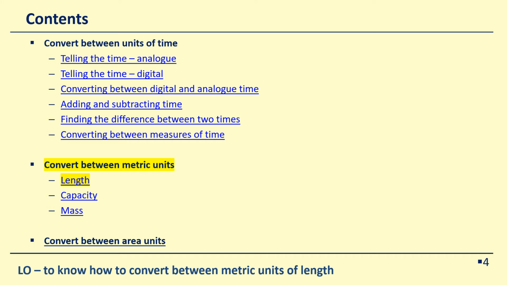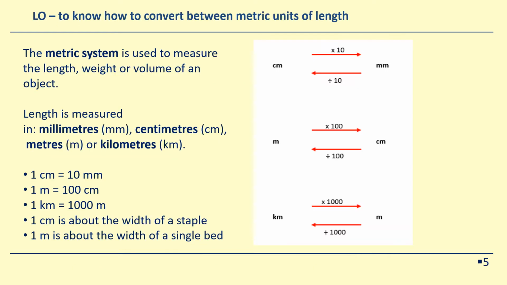Okay, so we're looking at converting between metric units when it concerns length. So let's just quickly read here. The metric system is used to measure the length, weight, or volume of an object. So as you can see, when length is measured, it's in millimeters, centimeters, meters, and kilometers. So when we want to convert between centimeters and meters, this is how we do it. And when you want to convert between meters and centimeters, this is how you do it. And then kilometers and meters. So you're just using your 10, your 100, and 1,000, depending on which one you need to switch between.